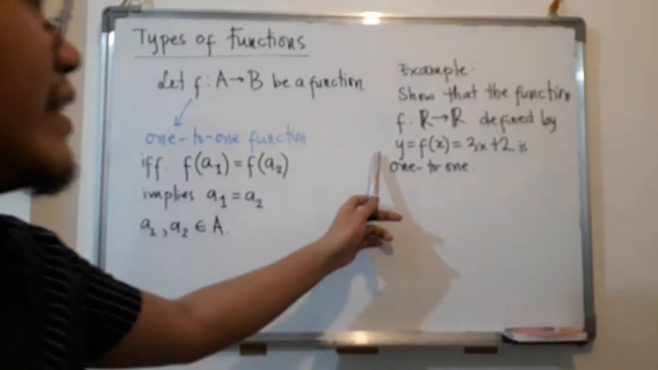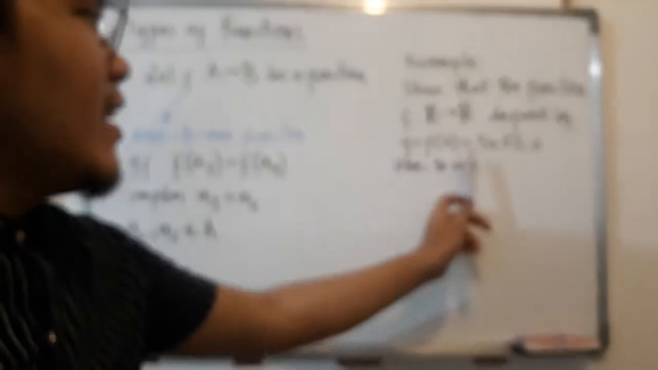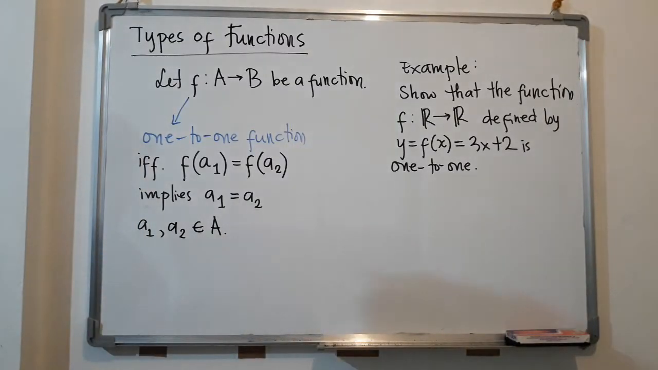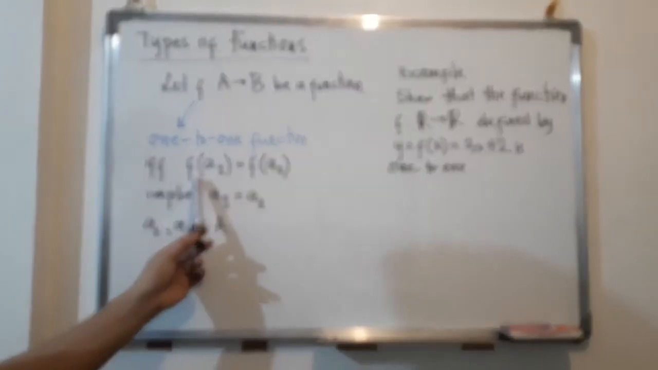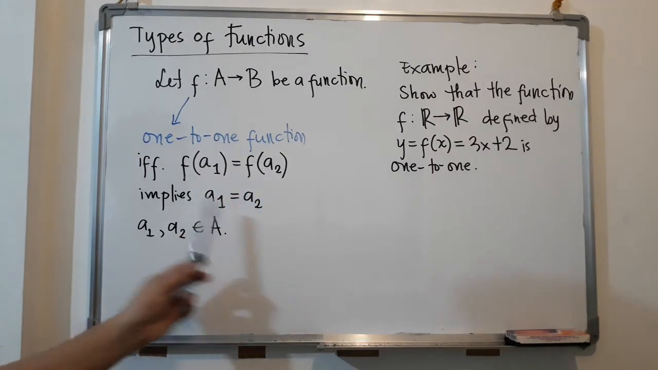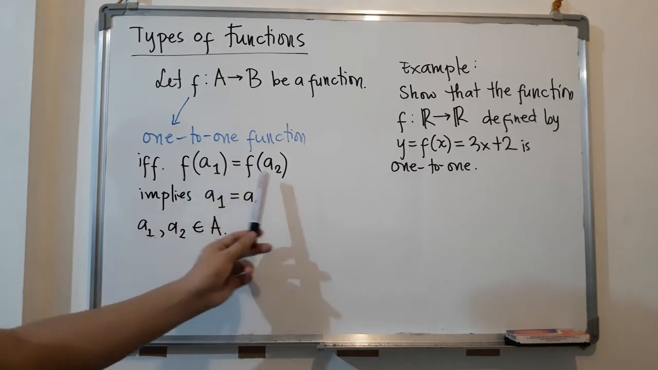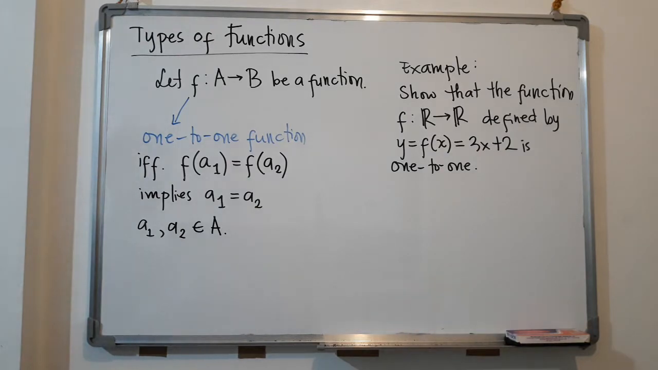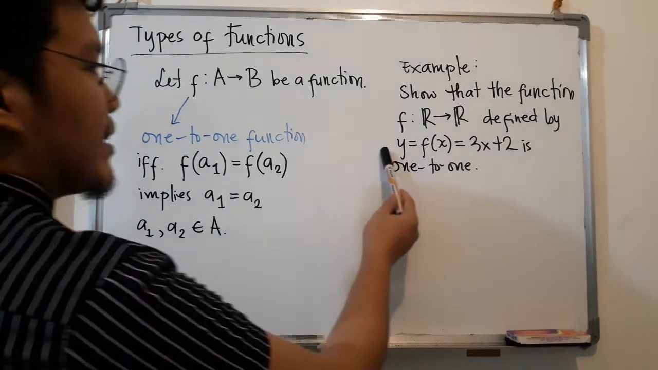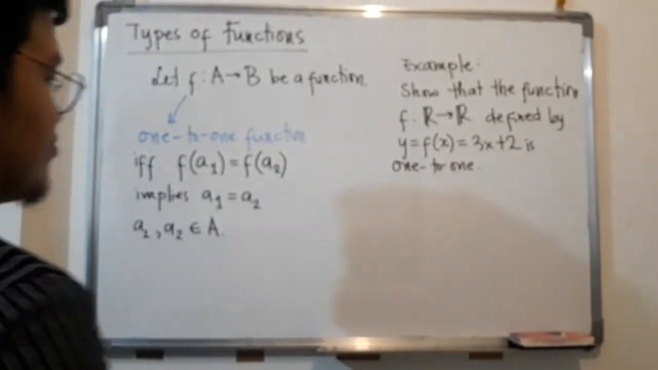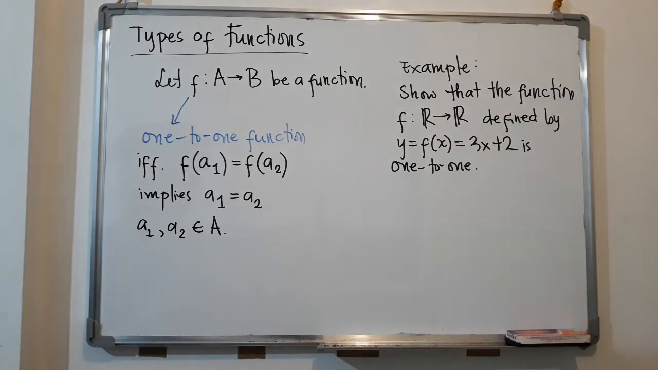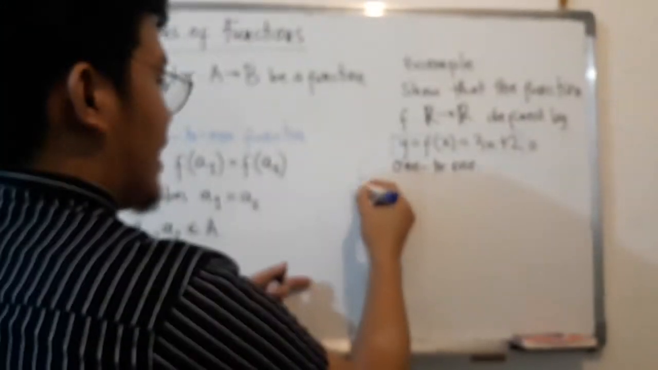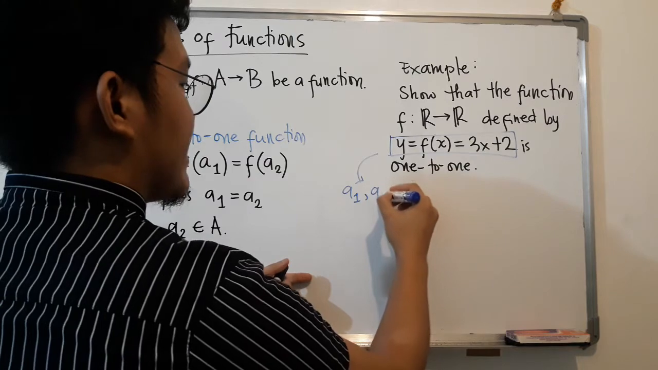So how are we going to show that this defined function is one-to-one? So balikan lang natin yung definition ng one-to-one function. Sabi dito, whenever the function value at point a sub 1 is equal to the function value at point a sub 2, this implies that the point a sub 1 and point a sub 2 are equal, such that a sub 1 and a sub 2 are elements in the domain A. So we are to evaluate this given function using this definition. Okay? So mangyayari dito, so we take this and we will evaluate this at this point a sub 1 and a sub 2.